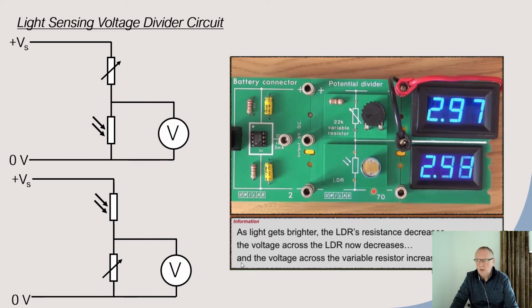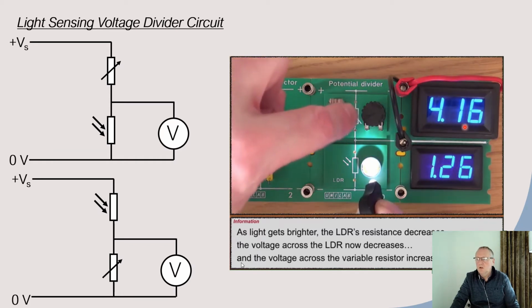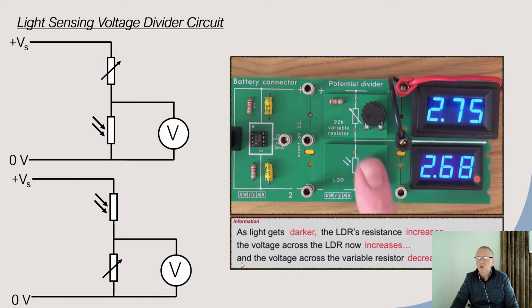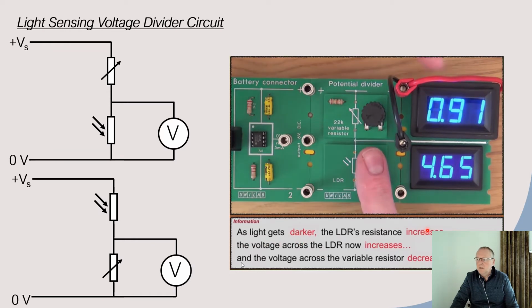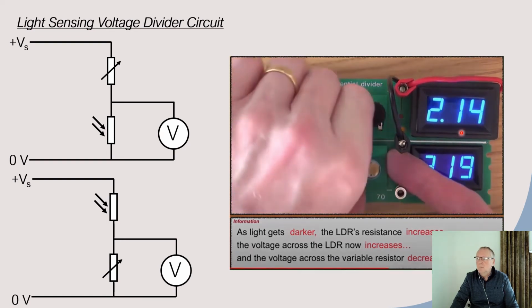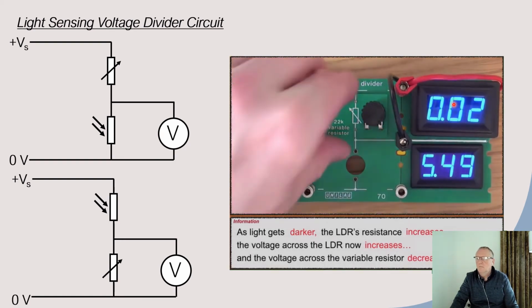Its resistance has gone down, so it gets a smaller share of the voltage, and the variable resistor at the top gets a greater share. Just repeating that a couple of times so you can see what's happening. Now, next part would be, what happens if I cover the LDR, so if I reduce the amount of light? If the light gets darker, the resistance of the LDR increases, the voltage across the LDR increases, and the voltage across the variable resistor decreases.